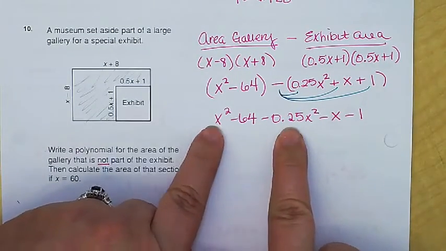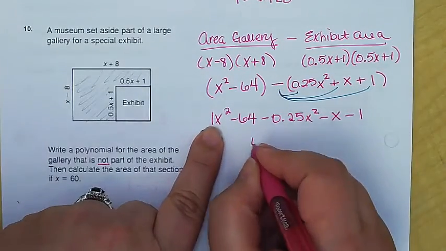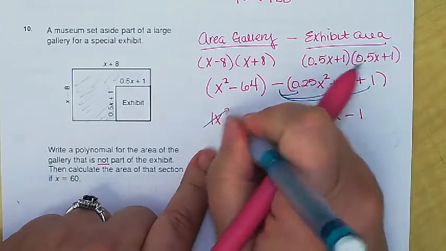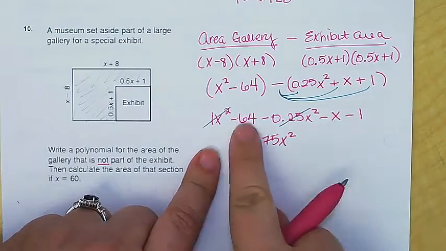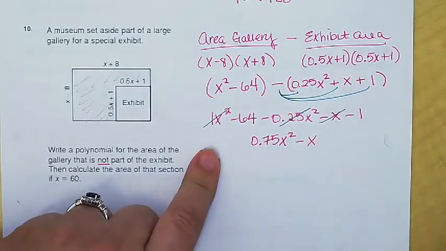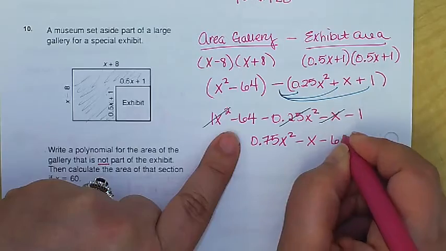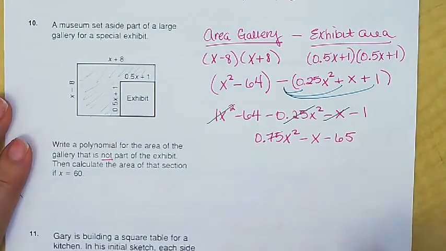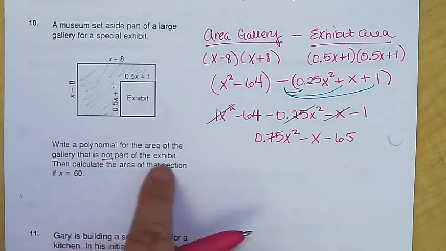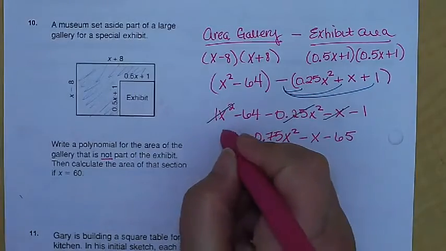Okay, now let's combine what we can. I have a couple of x squareds here. Remember, this has a 1 if I don't see anything in front. So 1 minus 0.25 is 0.75. So that takes care of these. I have an x term here that doesn't combine with anything else, so that stays. If you want to cross it out because you're done with it, sure. And then I have that negative 64 and now a negative 1. That's going to be negative 65. This right here, guys, represents the area of that shaded part that I shaded in here, which is basically the part that is not in the exhibit. That's our area. Okay, so that's what they wanted for part 1.